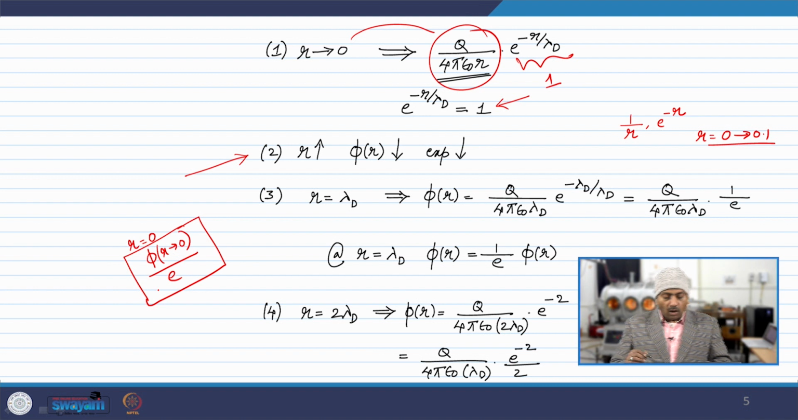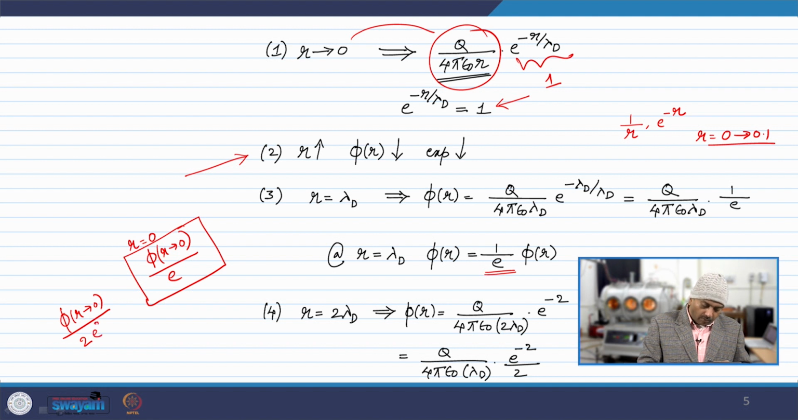This is the message. Now the exponential decrease has actually started, which means exponential decrease is a very fast decrease in comparison to 1 by r. It has reached 1 by e of its original value. You go further ahead, move away from r equal to 0 even further, take a distance of 2 lambda d, twice the lambda d, you will see that the Debye potential, with respect to phi at r tends to 0, becomes very, very small, e to the power of minus 2, so the potential at 2 lambda d is this divided by e to the power of 2.